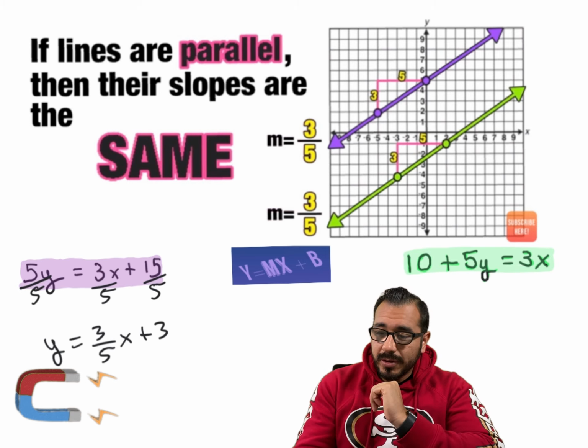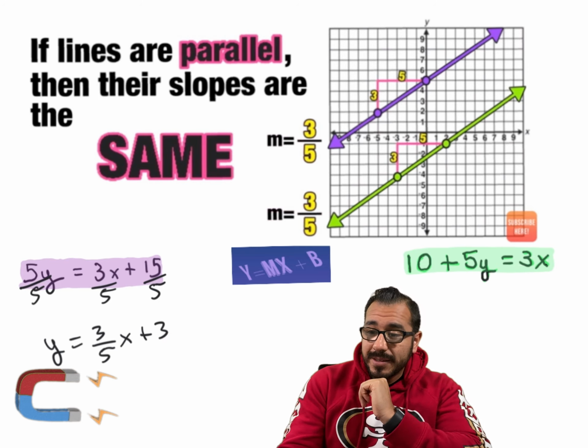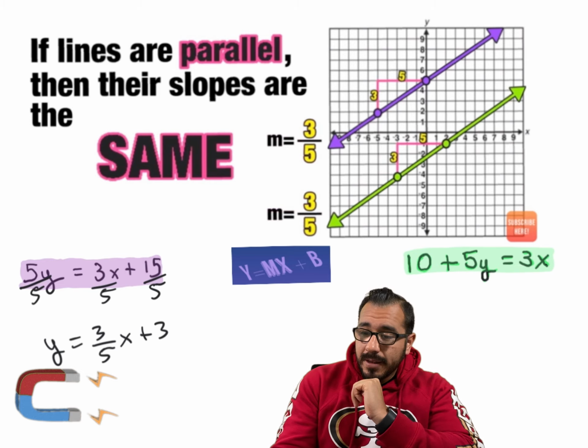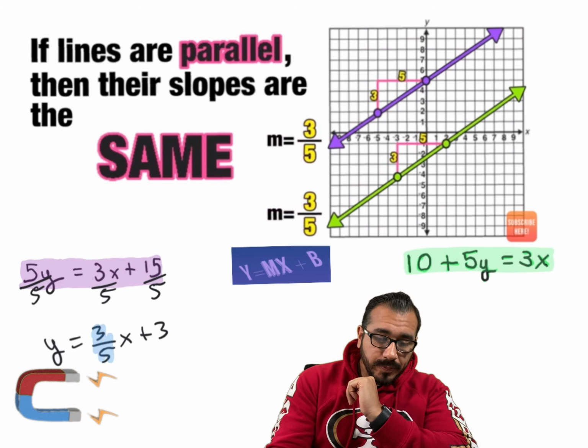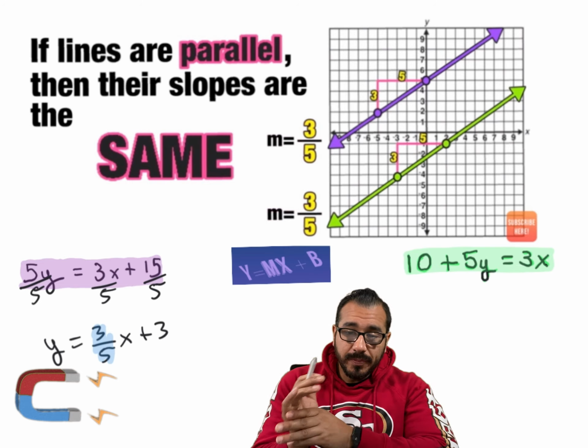Boom, notice my slope is always next to the x when the y is by itself. So let me go ahead and highlight that for you. Boom. So 3/5. There is our m, our slope.